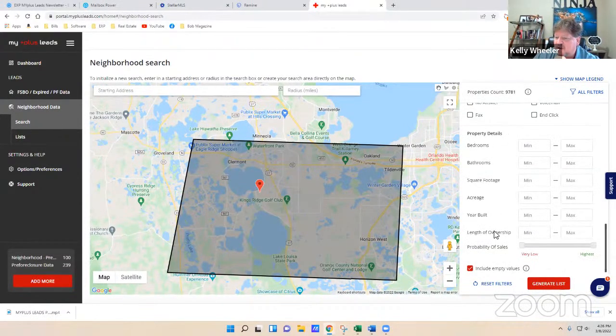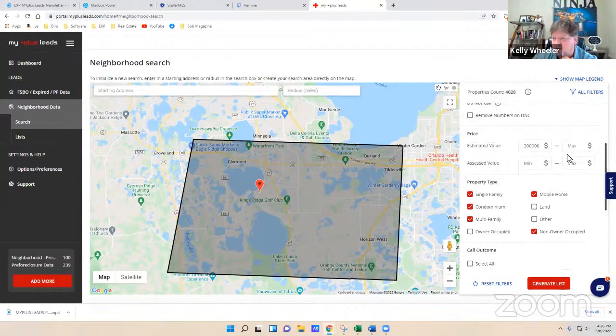Right now there's 9,781, but I'm going to go down here and hit a brand new tool they just gave us inside of neighborhood search, probability of sell. Now watch what happens to the number. The number was 9,800, now it's 7,800. If I go here to the highest, it's going to bring that number way down. So 4,000 people in this list have a high probability to sell.